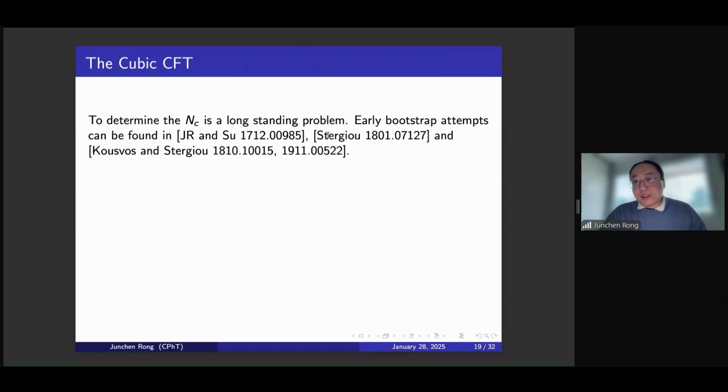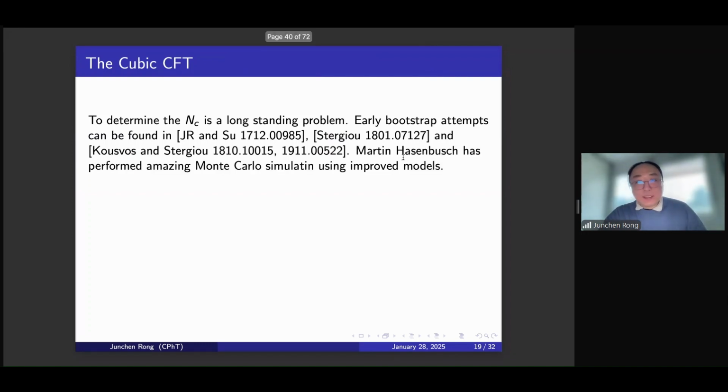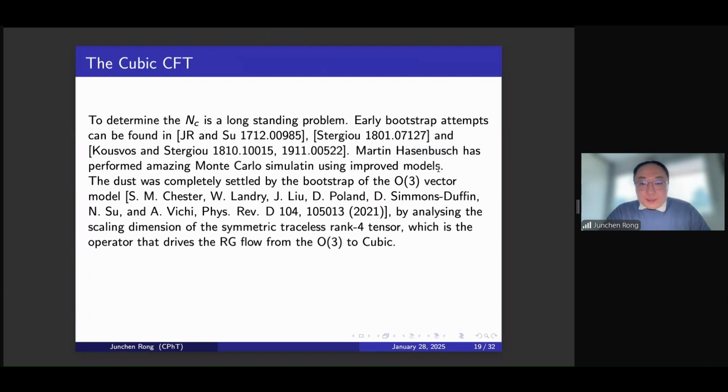And this is a long-standing question. Actually, there were some early bootstrap attempts by me and Ning Su, by Stergiou, and by Andy and Stefanos. These were not as successful as the O(N) case. We didn't identify the CFT. It's actually a quite hard numerical bootstrap problem. Also, Martin Hasenbusch used improved lattice models to study this using Monte Carlo simulation and did a lot of amazing work. The dust was completely settled by the O(3) vector model bootstrap.